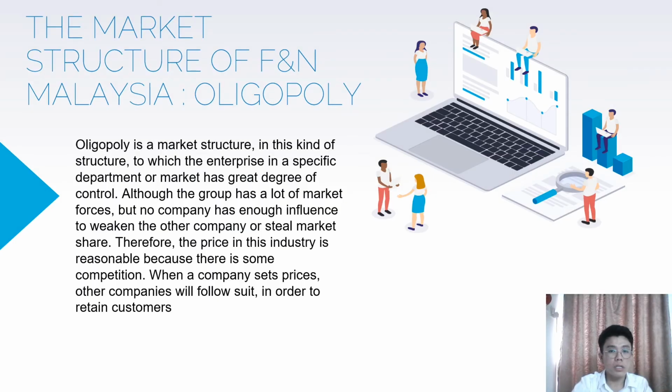The market structure of F&N Malaysia is an oligopoly. Oligopoly is a market structure in which the enterprises in a specific department or market have a great degree of control. At the top, the group has a lot of market focus, but no company has enough influence to weaken the other companies or steal market share. Therefore, the price in this industry is reasonable because there is some competition. When a company sets a price, other companies will follow suit in order to retain customers.